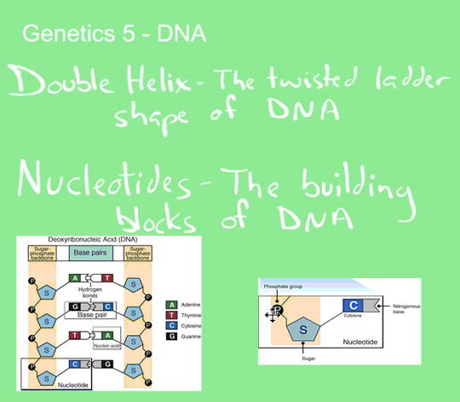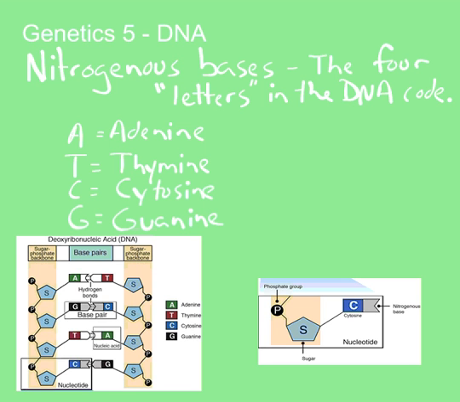Now, a nucleotide has three parts. There's a phosphate group and a sugar, a 5-carbon sugar here. This is deoxyribose in DNA. And then you have a nitrogenous base. In this case, we're looking at cytosine. That's the C. But there's 4 of them. It could be adenine, thymine, cytosine, or guanine.